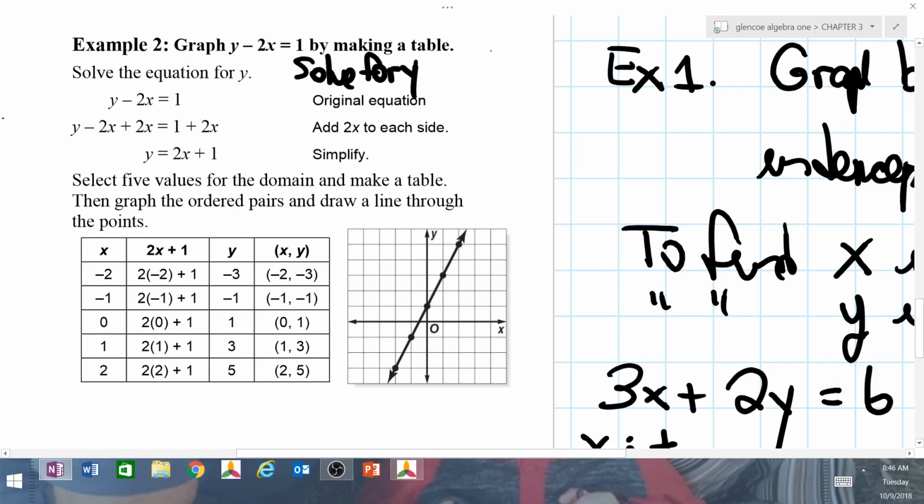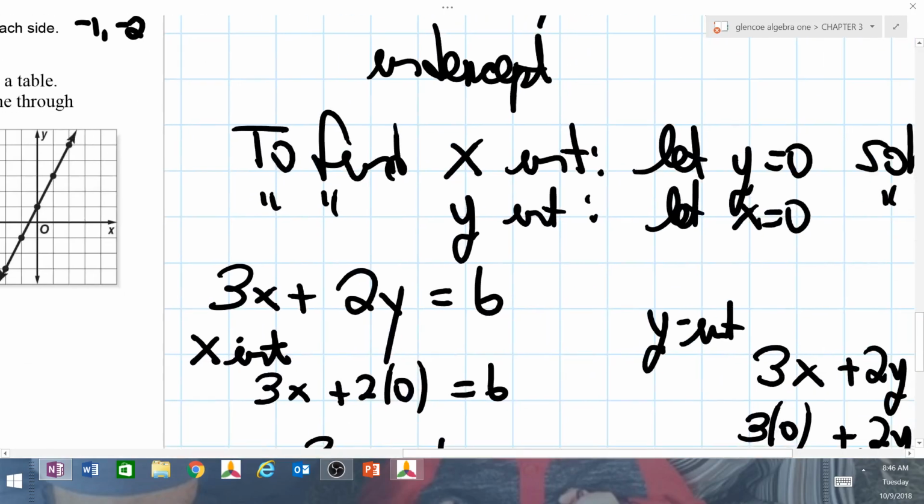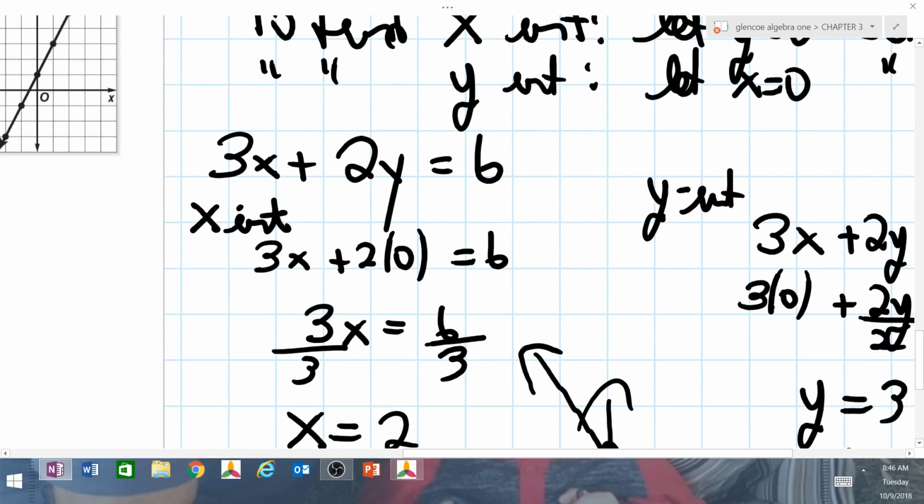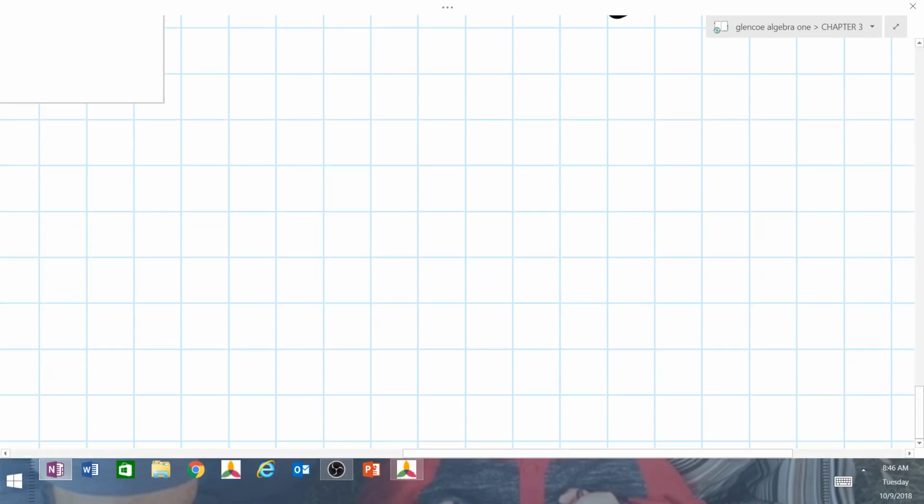Then you have to pick these points for x. I use 0, 1, 2, -1, -2. You plug them into x, find y, get your ordered pairs. I'm just telling you, listen and believe me. I've done this for a long time. If the equation is solved for y, then make a table and graph it. If the equation is in standard form, like 3x plus 2y equals 6, find the x and y intercepts.